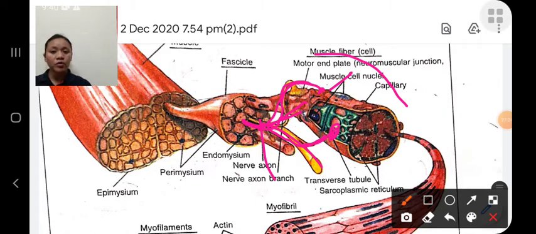When stimulated by the motor neuron, the motor end plate, also known as the synapse, releases a chemical. This chemical makes the actin and myosin filaments slide over each other. Thus, the shortening of the muscle takes place. This is the mechanism.